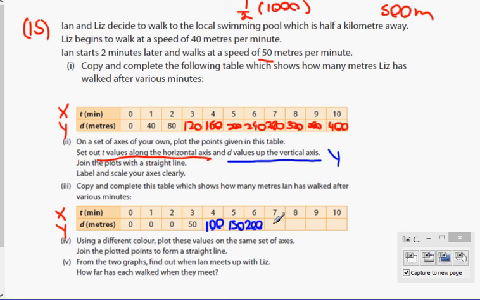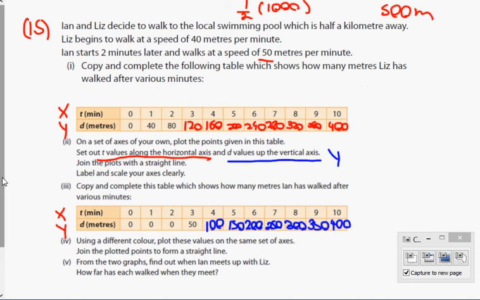Now, to be honest, I think they both have to add up to 400, don't they? Why did they both have to add up to 400? Oh, sorry, not 400. They should both technically go up to 500, but that's after 10 minutes. Who can tell me if they've reached the swimming pool or not after 10 minutes? No. Why not? Because after 10 minutes they travelled 400. They need to travel 500.